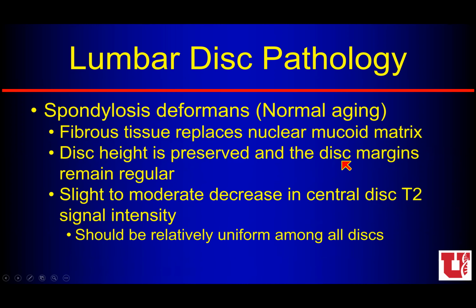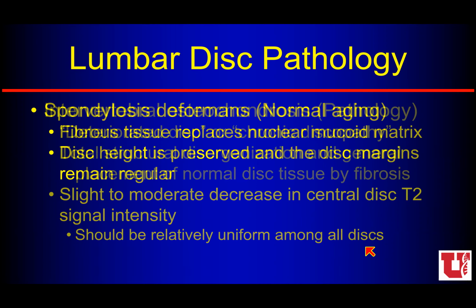So with normal aging, we see fibrous tissue replacing that mucoid matrix. We talk about the discs getting less watery. The disc height is relatively preserved and the margins remain regular. And we see a decrease in the central T2 bright signal, and it should be relatively uniform among all discs. So if we see one that's different than the others, that's different. So that's all normal aging, spondylosis deformans.